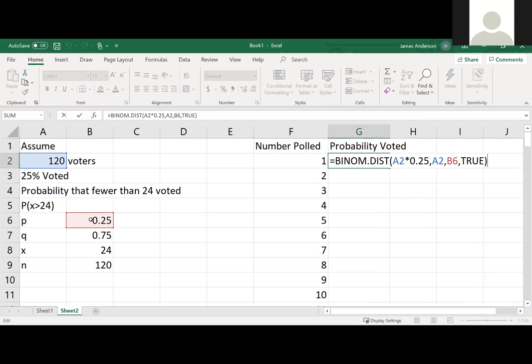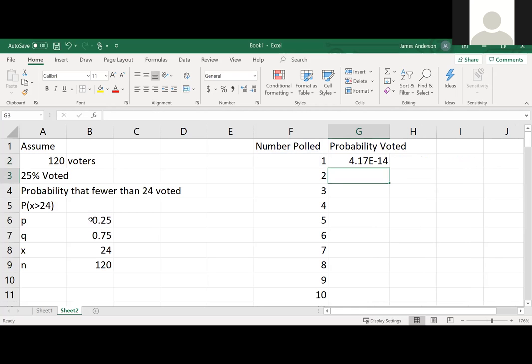So we have to make sure. Oh, wait, sorry, number of successes will be this. I'm sorry, it's actually F1 or F2. That's what I'm looking at. I'm looking at number one. I'm looking at how many people did that one. A2 will stay the same, so I put the dollar signs around it. And B6 will stay the same, so I put the dollar signs around it. So those are locked in. So I do that, and it shows me the probability of exactly one person voting.